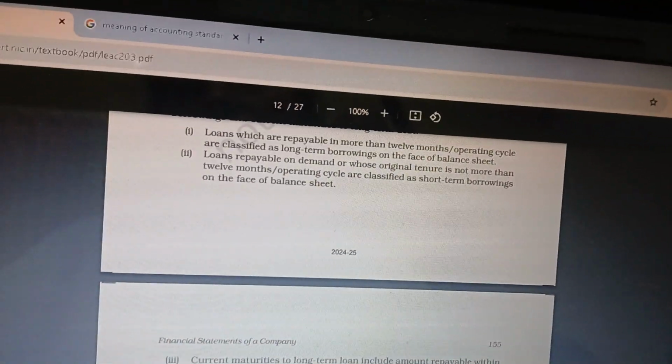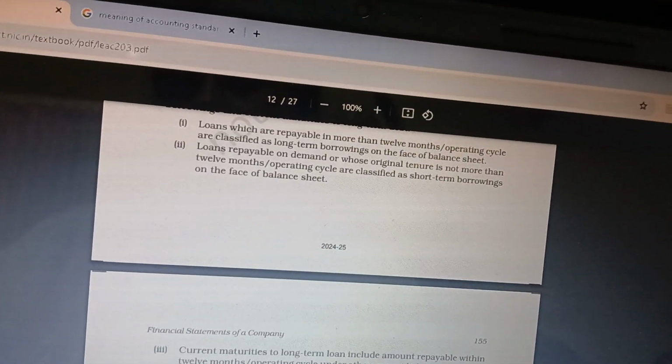Standards are the policies for systematic account keeping.